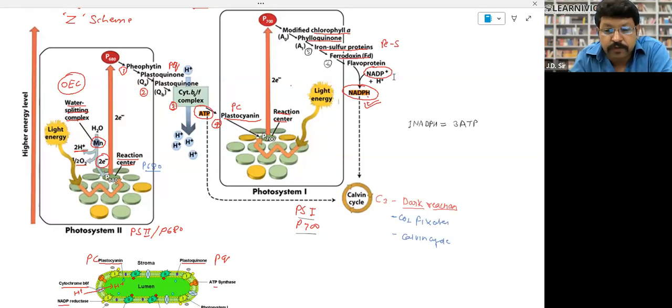So if NADP plus is present to receive the electron, the electron transport chain will be non-cyclic. When NADP plus is not present, then there is no one to receive the electron. Then the electron will come back and cyclic will take place. This is the way I want to tell you what cyclic and non-cyclic mean and why it takes place. Did you get my concept? Why it takes place? Yes, sir.